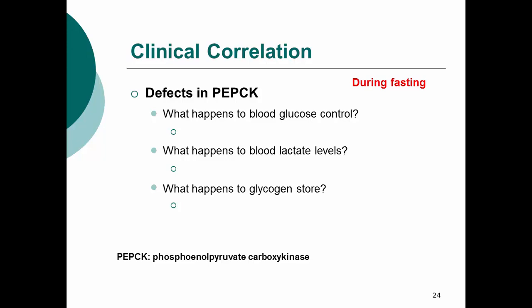They're not able to maintain their blood glucose levels, because gluconeogenesis is a very important activity that makes glucose to maintain the blood glucose level. If the patient is not able to do gluconeogenesis, then they are not able to maintain the blood glucose level. So blood glucose will go low during fasting. So the patient will probably suffer from so-called hypoglycemia. They have a lower blood glucose level.